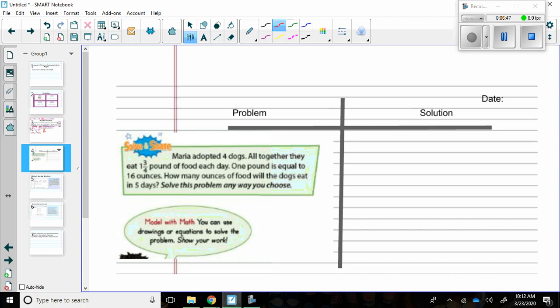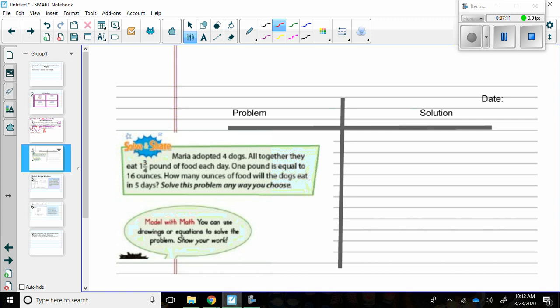This is where you will need to pause the video, solve it any way you would like, and when you're ready to see how I would solve it and other people or students have solved theirs, push play. Okay, now I'm going to show you how I would solve the problem.